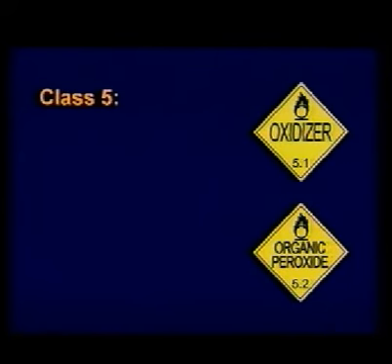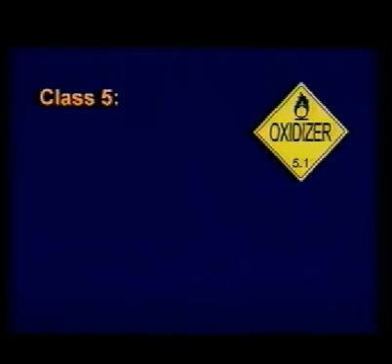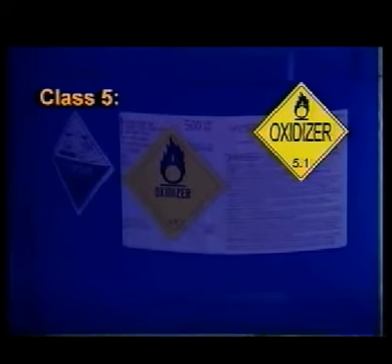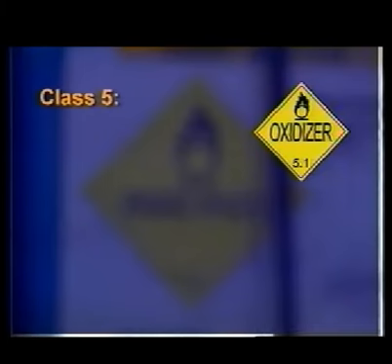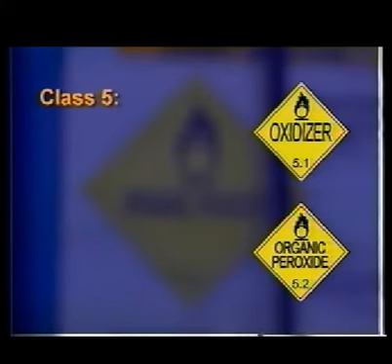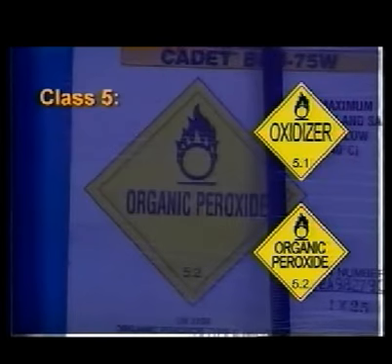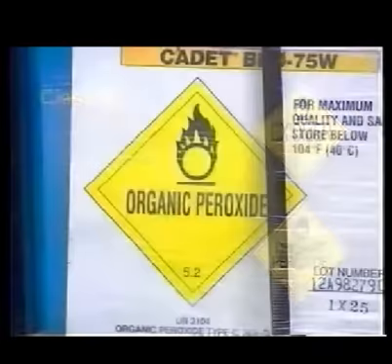Products in Division 5.1 oxidizers, such as hydrogen peroxide, generally yield oxygen readily and cause or contribute to the combustion of other materials. Products in Division 5.2 organic peroxide include materials such as benzoyl peroxide, which may be thermally unstable compounds. Under certain conditions, an organic peroxide can begin to chemically decompose by itself, producing heat or combustion.